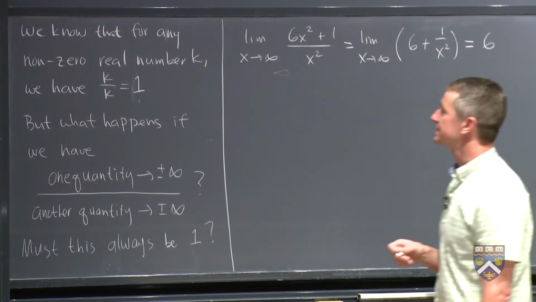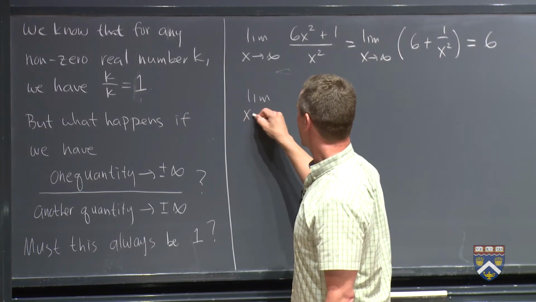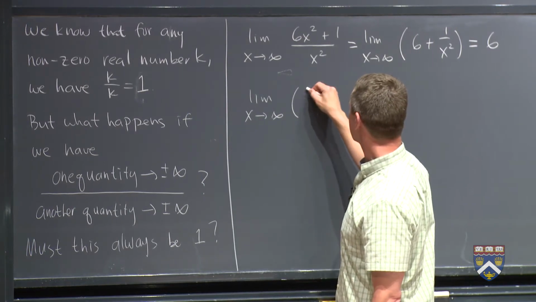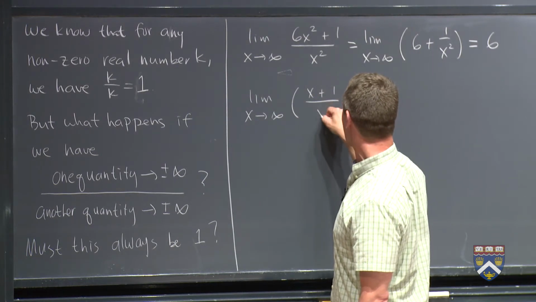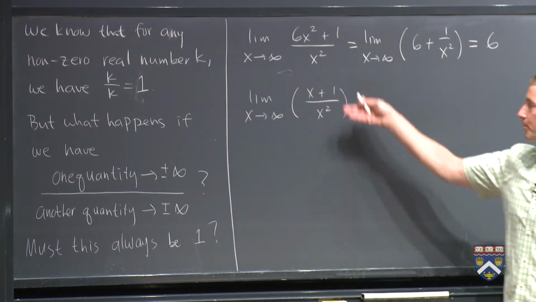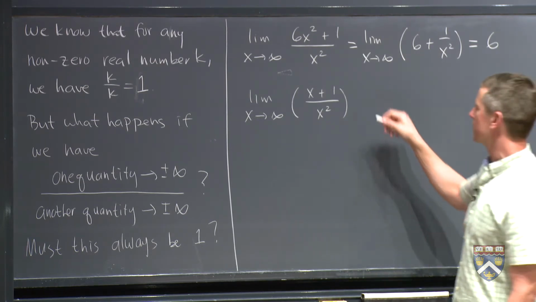What if your favorite number were 0? What could we do there? It's a good favorite number to have too, by the way. How about if we do something like x plus 1 over x squared? Again, I hope you will agree that the top and the bottom of the fraction are both going to infinity. So we again have one of these indeterminate forms, infinity over infinity.